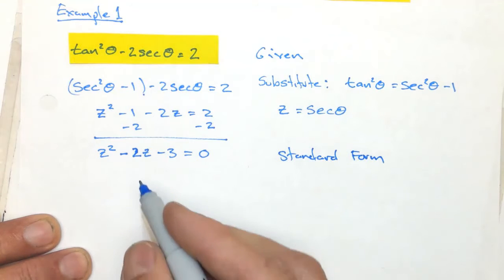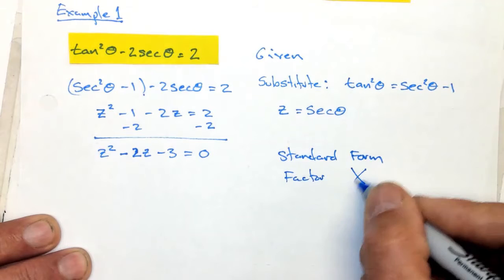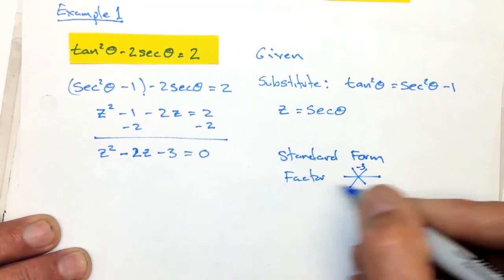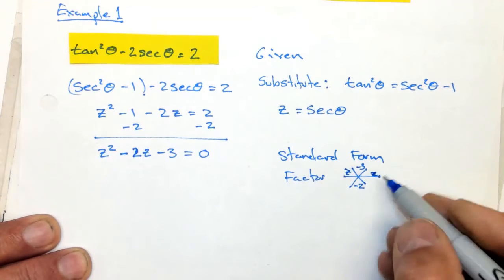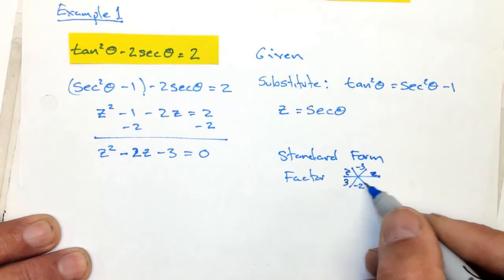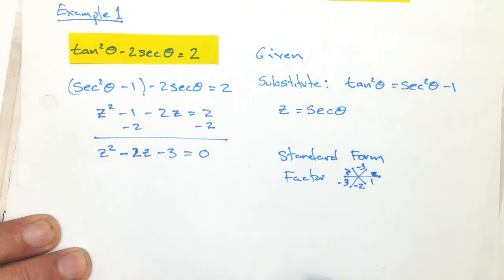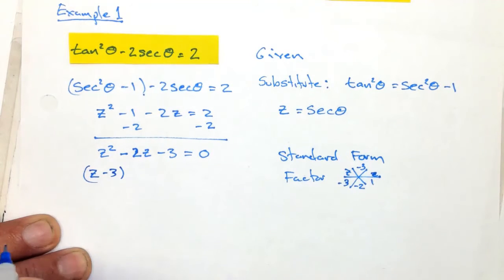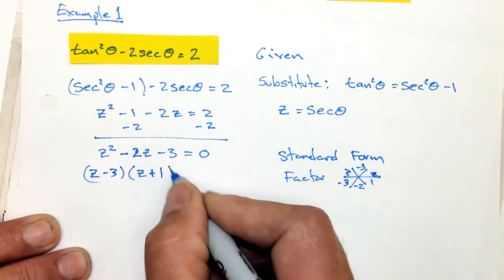Next, I'm going to factor it. So let's just set up a ninja star here. On top goes negative 3. On the bottom goes negative 2. We have our z's on the wings. And it looks like 3 times 1 is going to work as long as the 3 is negative. So I get z minus 3 times z plus 1 equals 0.